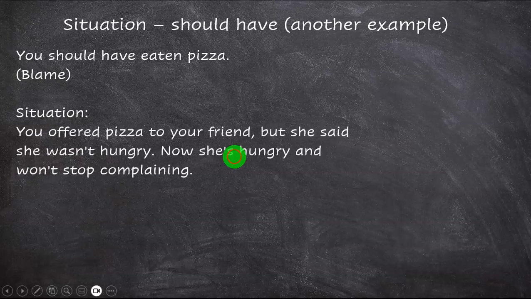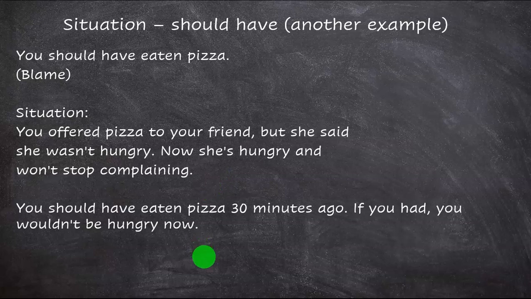Blame. Let's take the situation. You offered pizza to your friend, but she said she wasn't hungry. Now, after a while, she's hungry and won't stop complaining. You offered the pizza to your friend. She says she's not hungry. But after some time, she comes to you, starts complaining, and says she's hungry. Okay. What do you say?